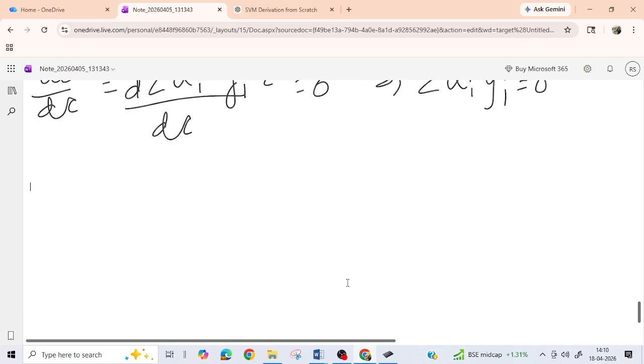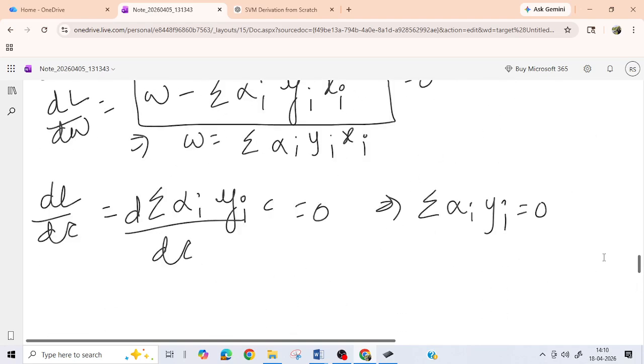Let me get more room for myself. Oops, my laptop seems to have got stuck. Okay, I would need some more space, so it's better that I get some room. Alright, so now let's come over here.